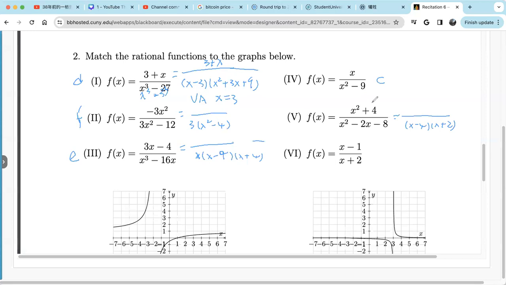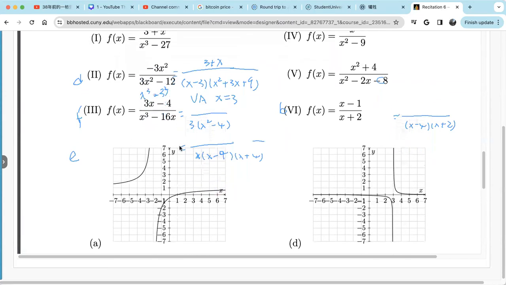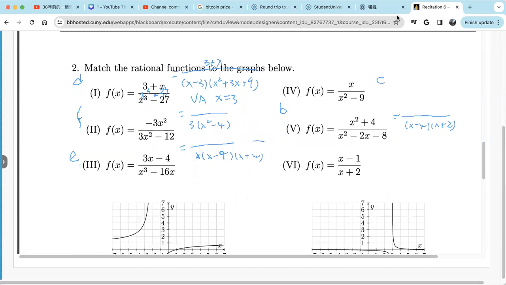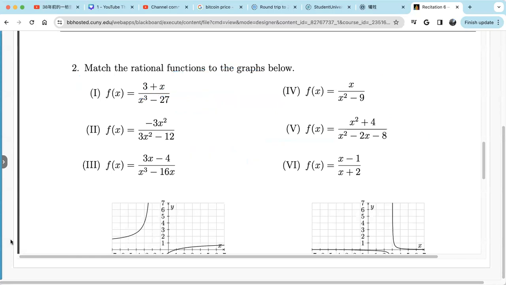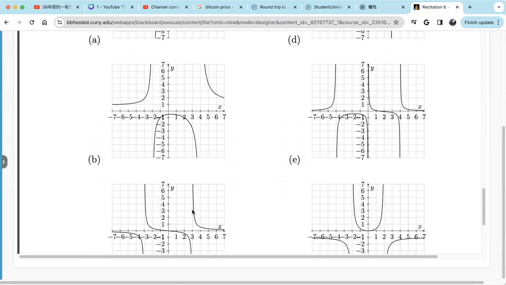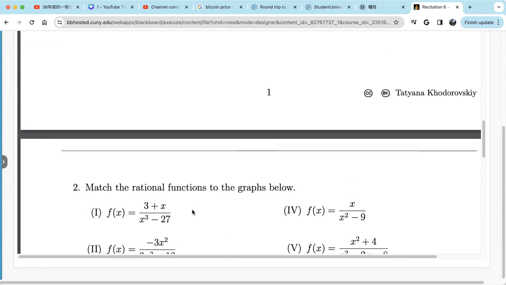And the last one only has a vertical asymptote at negative 2. At negative 2, that's A, right? We say A, vertical asymptote at negative 2. So this one, 6, is A. All right. Yeah, so this one is finished.